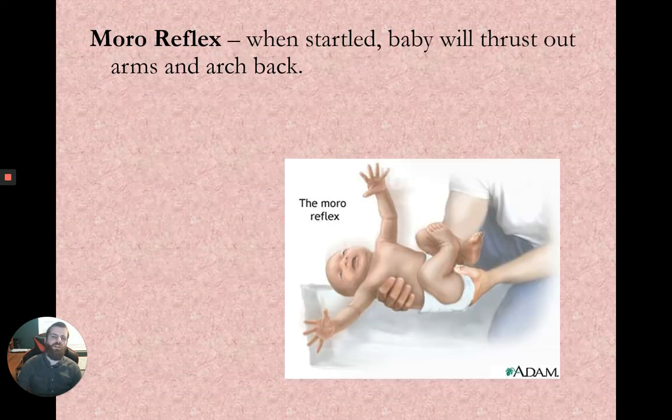Okay, another reflex is known as the Moro Reflex. And what happens here is in regards to startling a baby, and obviously you would not want to purposely startle a baby either, but if a baby was startled, a baby that is healthily developing will thrust out its arms and arch its back. And this is the healthy reflex being associated with being startled as a baby. So again, that is the Moro Reflex.